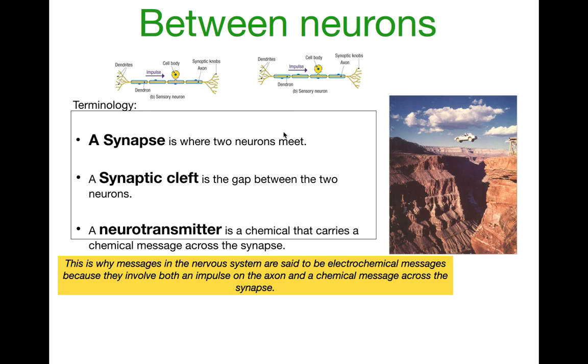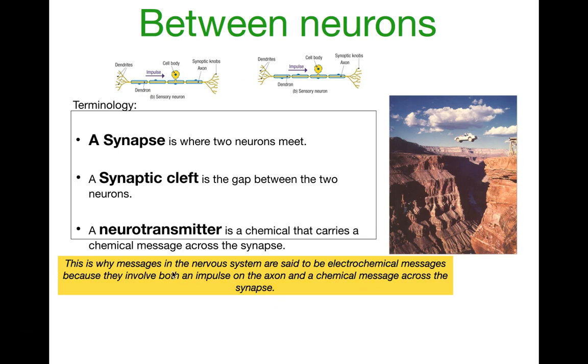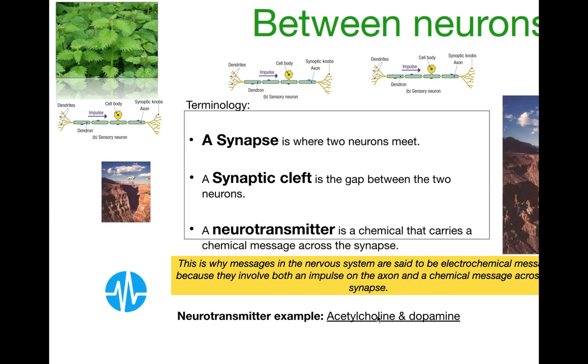Okay, because we have an electrical impulse and because we have a chemical carrying it across here, we know that the nervous system relies on electrochemical messages. That's what we call it. Okay, so there are two different examples, acetylcholine and dopamine. Dopamine is a good one to remember because you'll all be familiar with dopamine scandals.